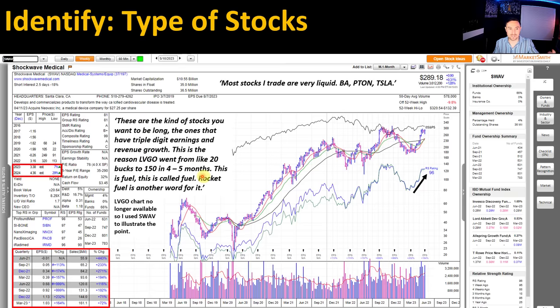Most stocks I trade are very liquid, BA, Peloton, Tesla. So looking for the liquid leaders. So you take a look here at Shockwave Medical. We said about the earnings being high, triple digits, the sales being high, and then the estimates as well. Next year, especially plus 29% with the guidance up as well. And what chart pattern do you see here? Ooh, cup and handle on the weekly chart. Look at the RS line. Stock has a history of being able to run. Interesting.